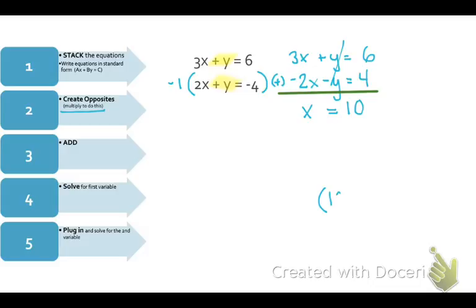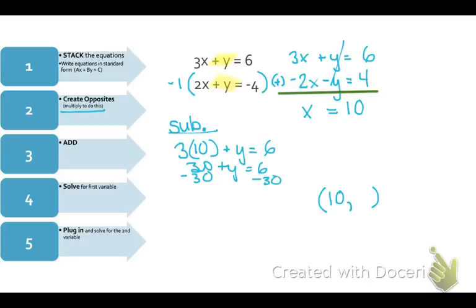I'm halfway there. I know that these two lines will intersect at x equals 10. I have to figure out the y value. So this is the final step, which is to substitute 10 into one of the equations. I'm going to select the top one. This results in 30 plus y equals 6, so I subtract 30 from each side, and I get y equals negative 24. So the point at which these two lines would intersect would be the point 10, negative 24.